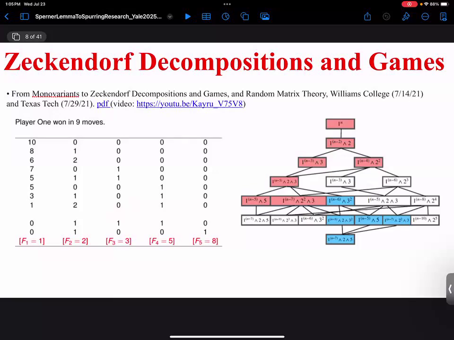There was some talk over lunch about Zeckendorf. I'm not going to really talk about these slides. I'm just putting them up here to say there are certain games where we can show something exists without knowing how to find it.